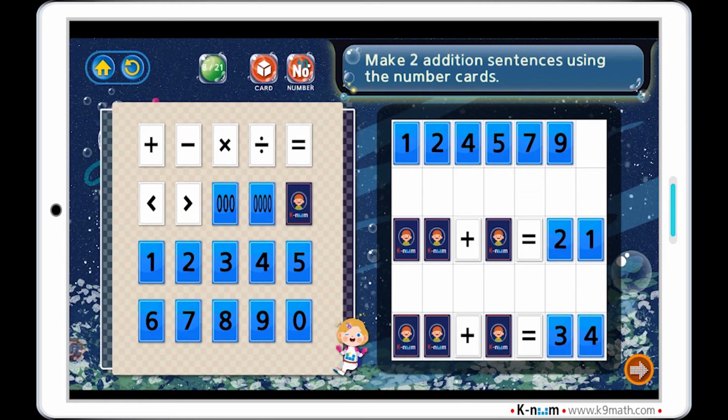Make an addition sentence using the number cards. 34. We know that it should be 20 here. Now, it is 14 here. 14 minus 5 or minus 9.